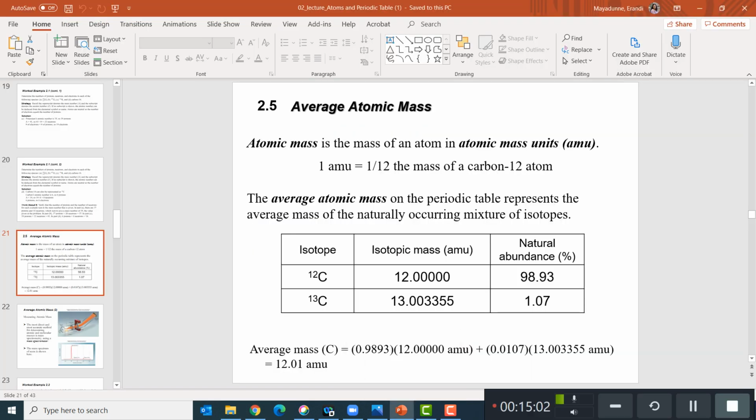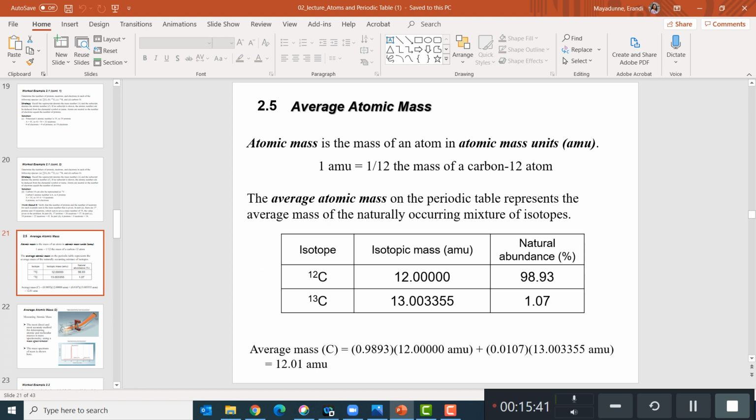So if I go here, carbon has two isotopes, carbon-12 and carbon-13, and each isotope has a mass unit of 12 and 13. They found the natural abundance of carbon-12 is the most abundant isotope, 98.93. Think about one sample: you have mostly carbon-12, but you have a few carbon-13 too. That's why we need to take carbon-13 into account also.